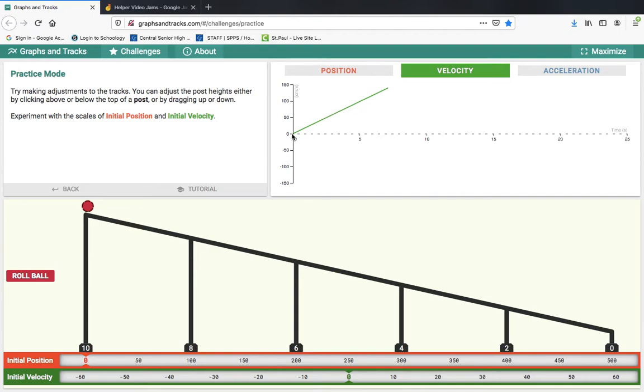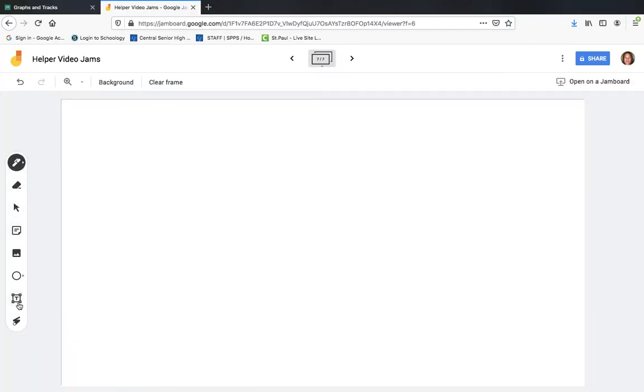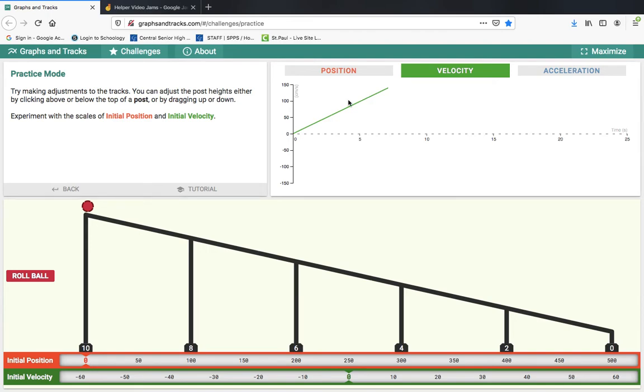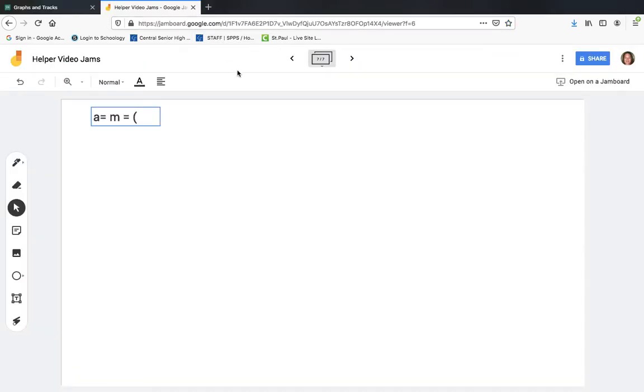Slope requires 2 points, so I'm going to use 0, 0 because we started from the origin with a 0 velocity. And then it looks like 100 centimeters per second and 5 seconds is my other data point. So I'm going to quickly calculate acceleration. Acceleration equals slope. And what were my 2 points? 100 centimeters per second minus 0, because we're starting from 0. And our time was 5 seconds, so 5 seconds minus 0.